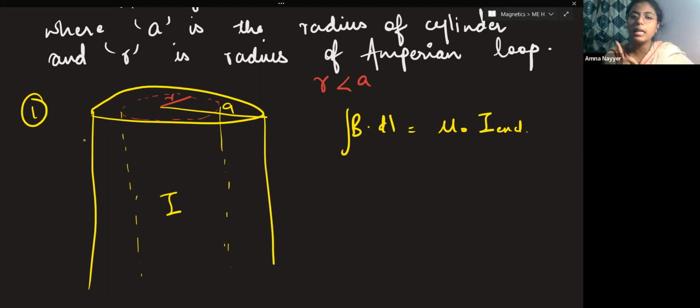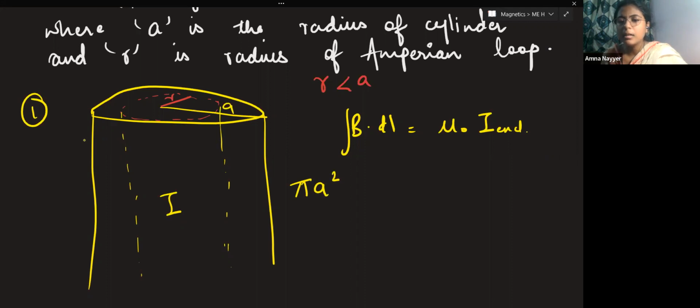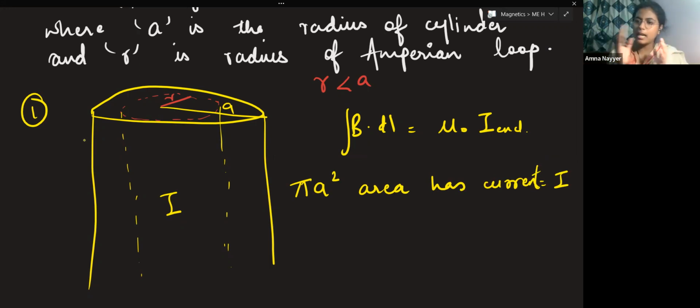Why are we not writing I enclosed as I? Because I is for the entire wire. We are just choosing a narrower section. That's why I enclosed is not I. So what will then be I enclosed? See, you will do it in this manner: pi a square area has current equal to I. Agreed? Pi a square has current I.